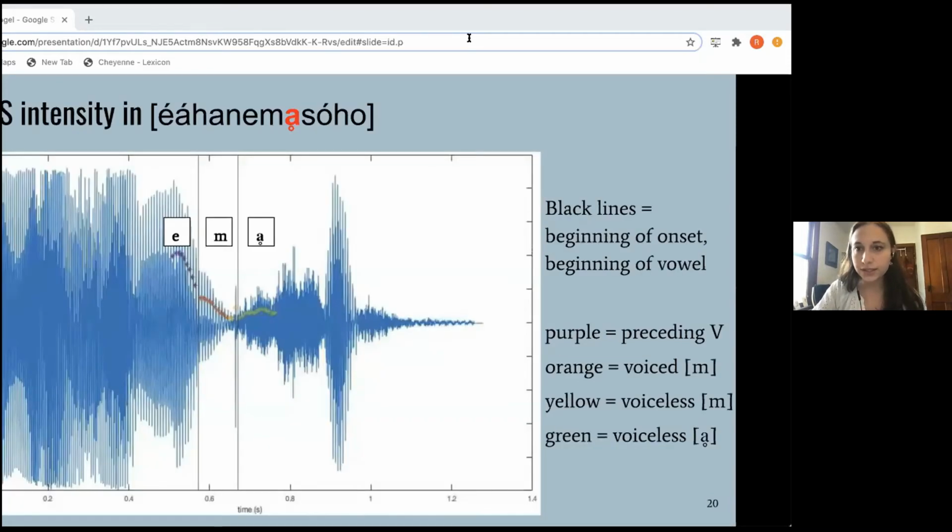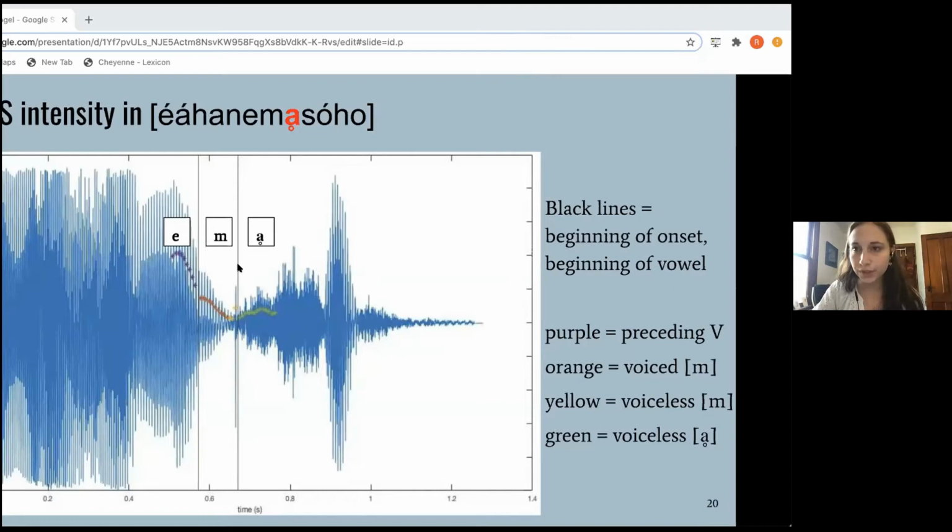Now you can see an example of the dominant pattern seen in 5 of the 6 words that I looked at. So what you have here is a waveform with RMS intensity plotted over it in various colors corresponding to the different intervals. There are also 2 black vertical lines which mark the beginning of the onset and the beginning of the vowel. That's here and here.